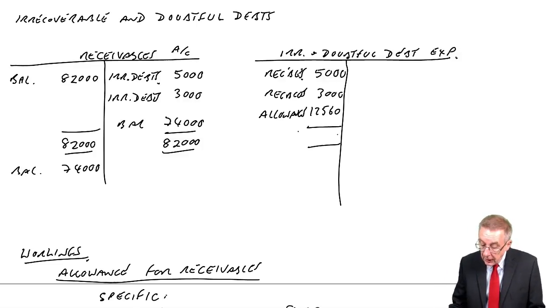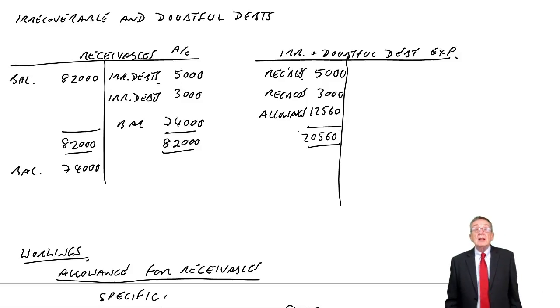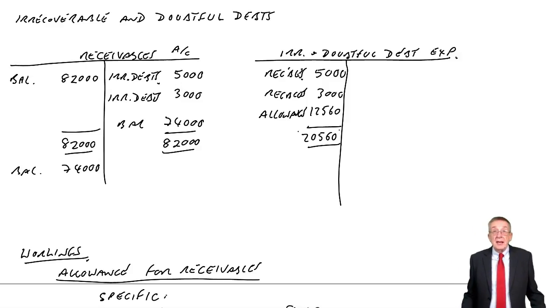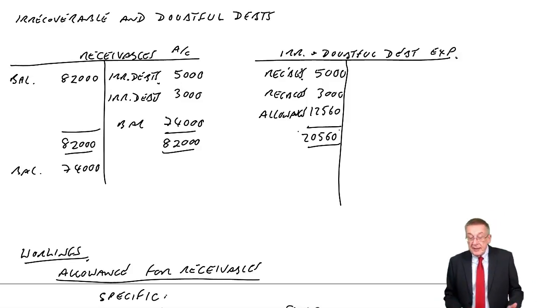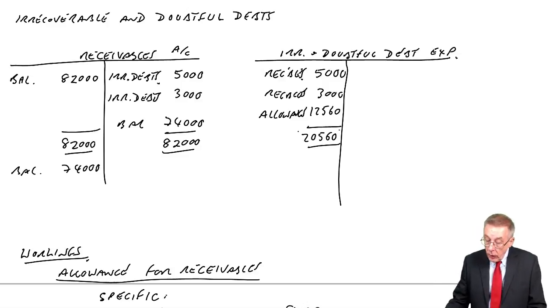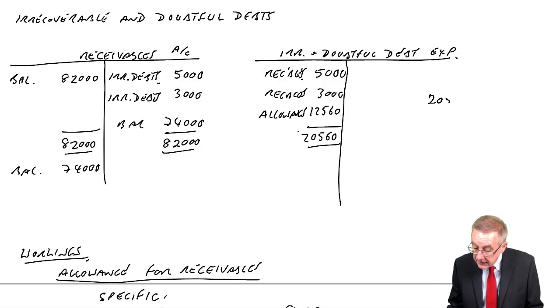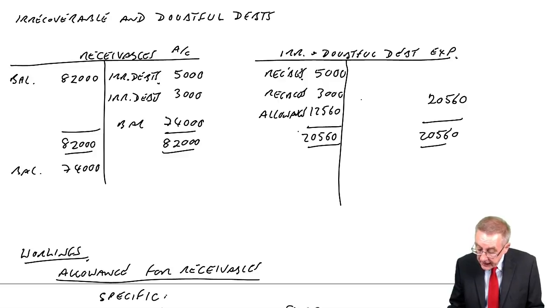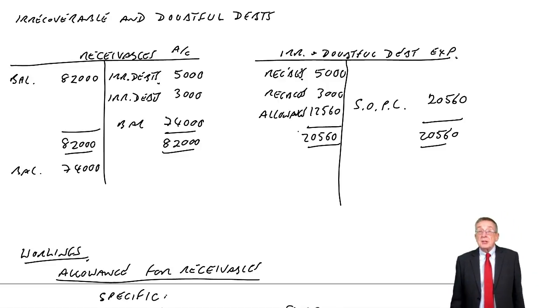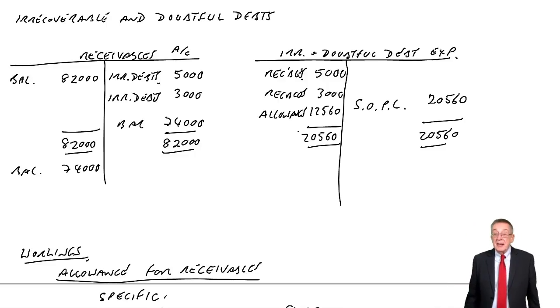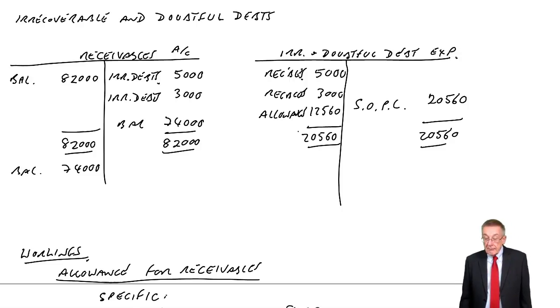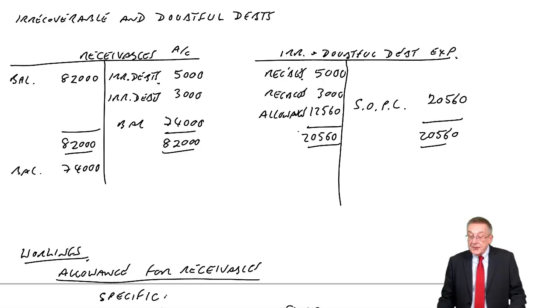And so the total of 12,560, well, like all expense accounts, we move it to the statement of profit or loss. Credit irrecoverable and doubtful debts, debit statement of profit or loss. And there's the total expense that will appear, 12,560. So there are the entries.